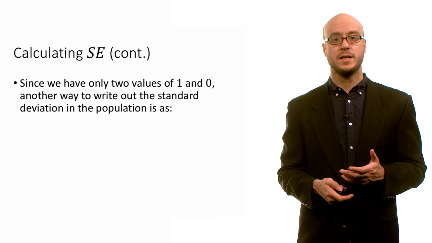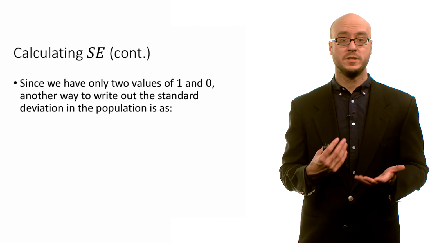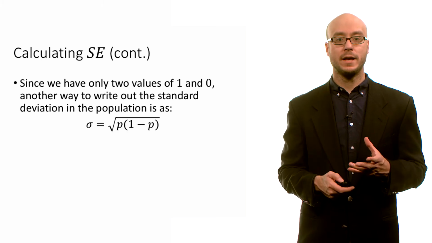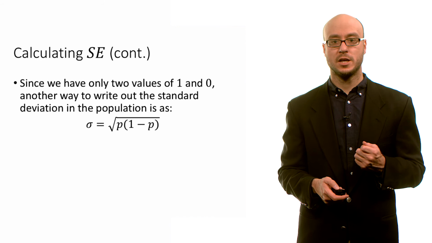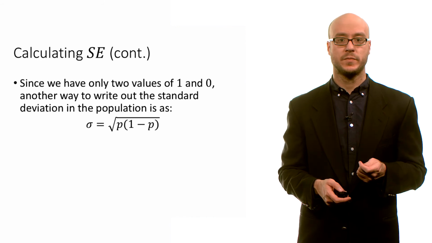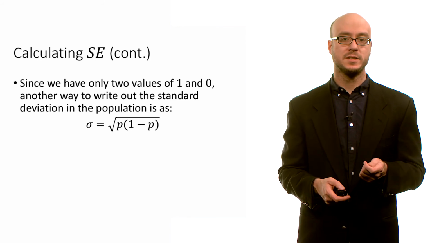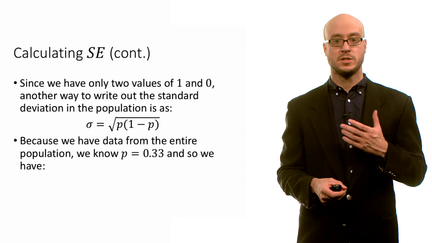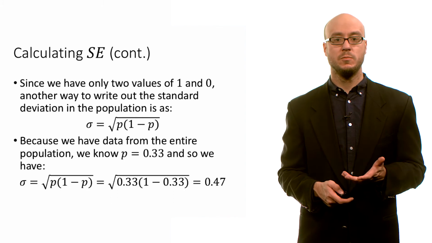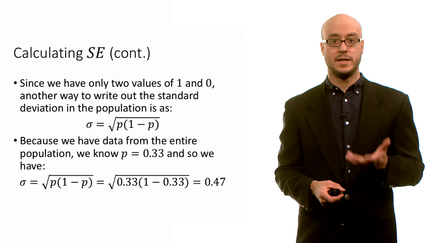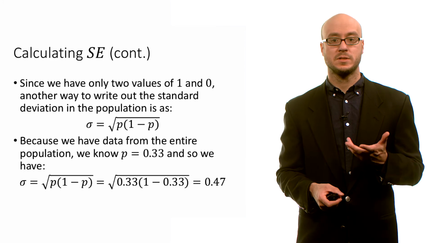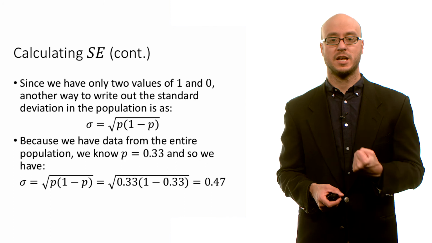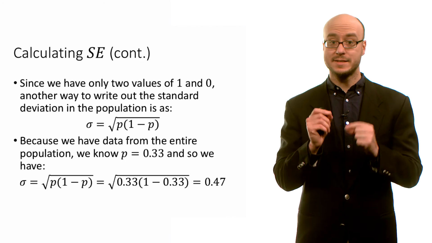Now, since we only have two values, 1 and 0, we can actually write out the standard error in a slightly different way. We can use this notation: sigma equals the square root of p, the proportion of successes, times 1 minus p, the proportion of failures. Since we know p equals 0.33, we take 0.33 times 1 minus 0.33, which is just 0.67. We multiply those two values together and take the square root, and we get 0.47. That's the same as before.